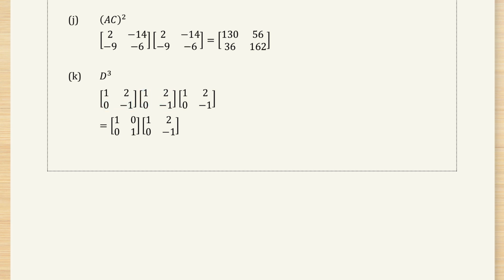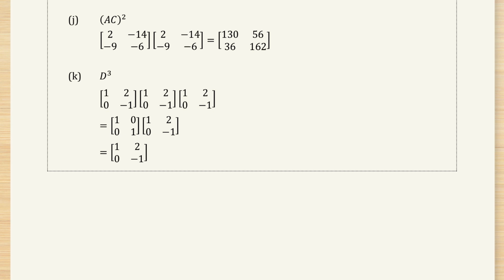And then that matrix, which is D squared, we multiply by another D. 1, 0 multiplies to that 1, 0. 1, 0 multiplies to 2, -1. And 0, 1 multiplies to 1, 0. And 0, 1 multiplies to 2, -1. We get 1, 2, 0, -1.